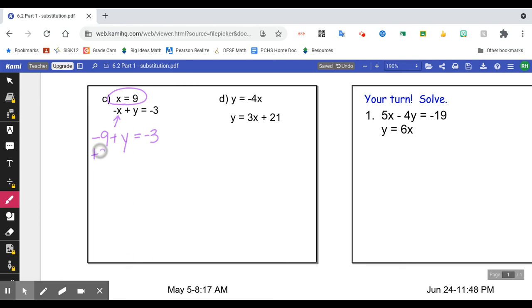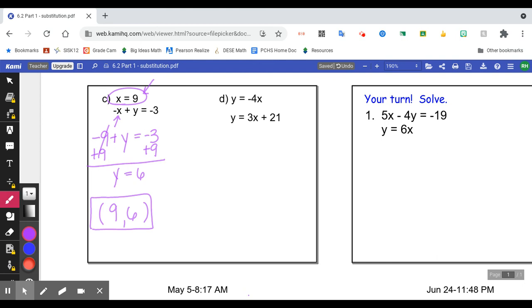To get my terms together, I have to do the opposite. So I'm going to add 9, and y equals 6. So in my ordered pair, 6 would be here, but x is 9. So 9 we've already given to you, and that would go here. We don't have to solve for it that time. So you're always looking to make sure if that's already done or not. Okay? Next one.